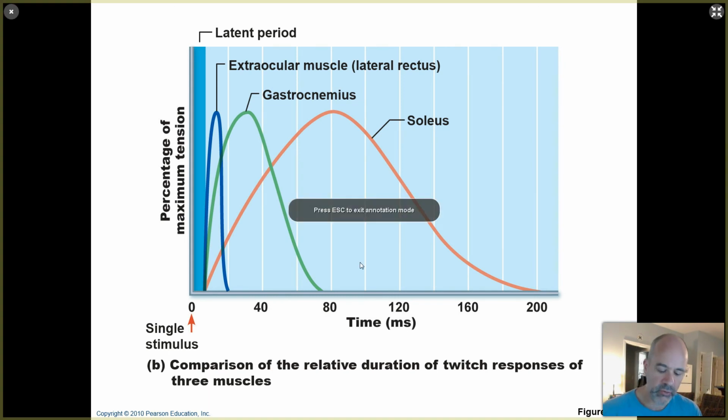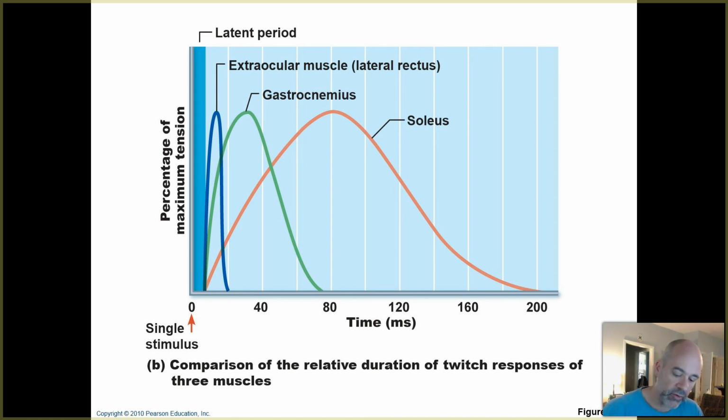All right, so muscle twitches differ in terms of their duration depending on the muscle that you're thinking about. Smaller muscles will generally have shorter twitch periods. On the last graph, we were looking at one that took about 130 milliseconds.